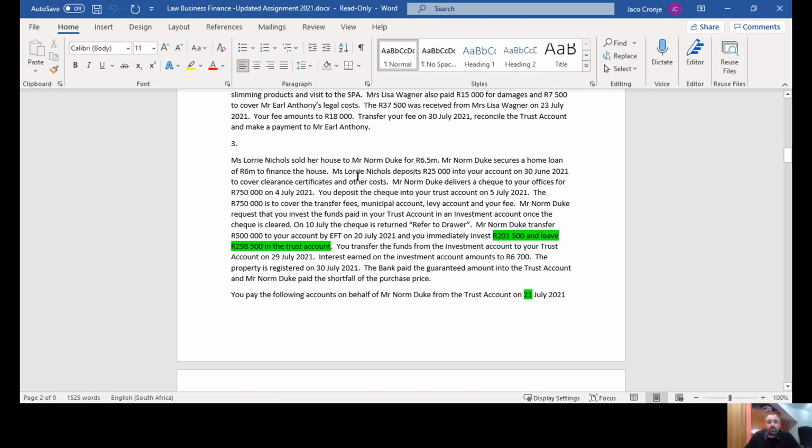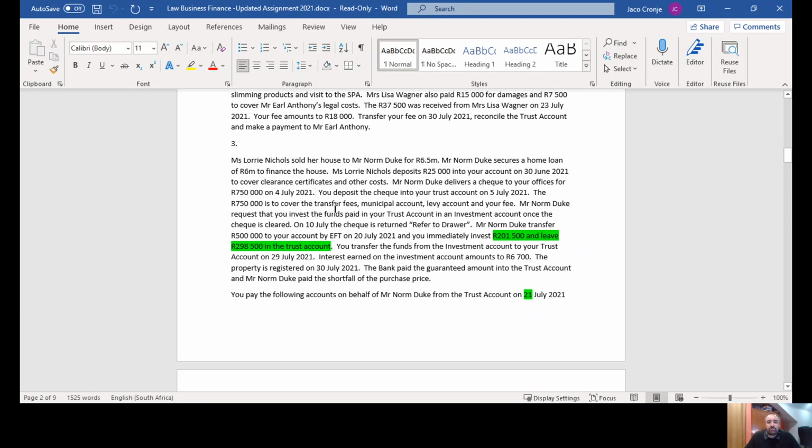So link those two together. Okay, then it says Ms. Laurie Nichols deposited 25,000 rand into your account on the 30th of June. So that's relatively simple. That's a cash book transaction. Mr. Norm Duke delivers a check to your offices for 750,000 on the 4th of July. So remember, we've got to account for that as a receipt on the 4th of July. You deposit the check into your trust on the 5th of July, so that's irrelevant because we captured it on the 4th.